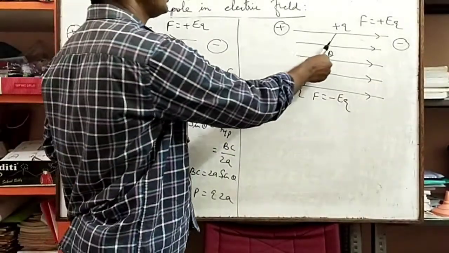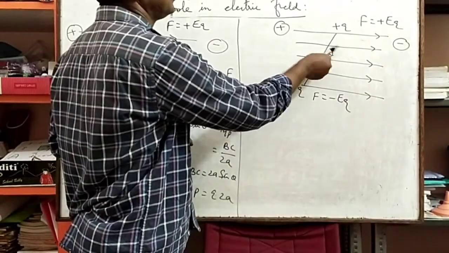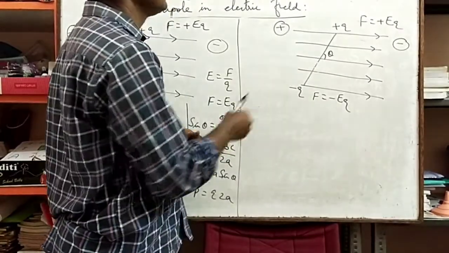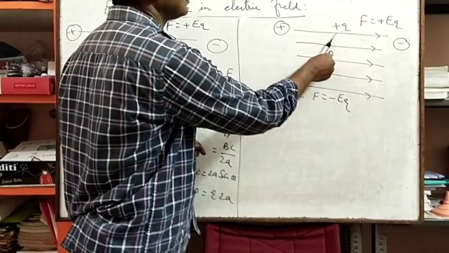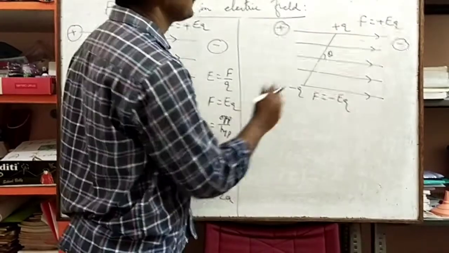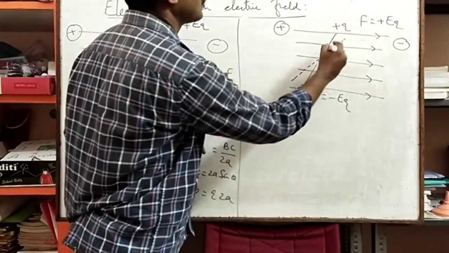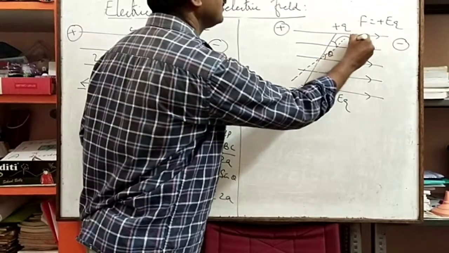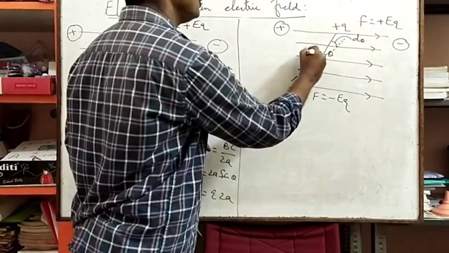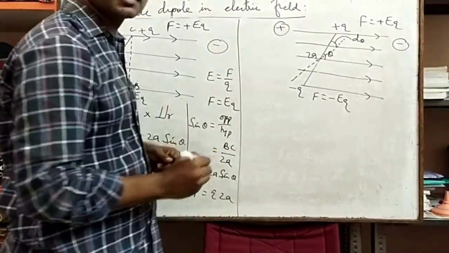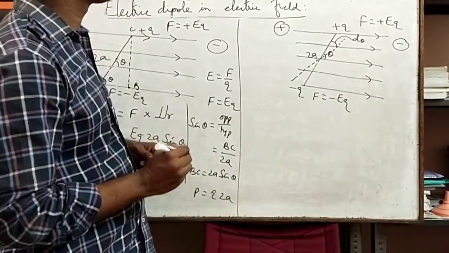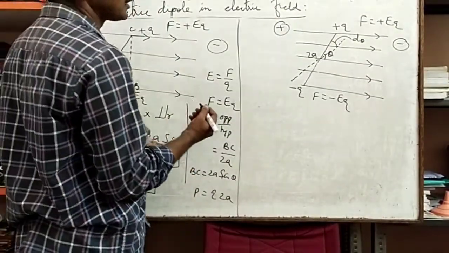Now I want to rotate this electric dipole, maybe this side or the opposite, whatever it is. If I rotate it through a small angle d theta, the dipole is aligned like this now. It is now rotated by angle d theta. Let 2a be the distance between the two charges of the electric dipole.